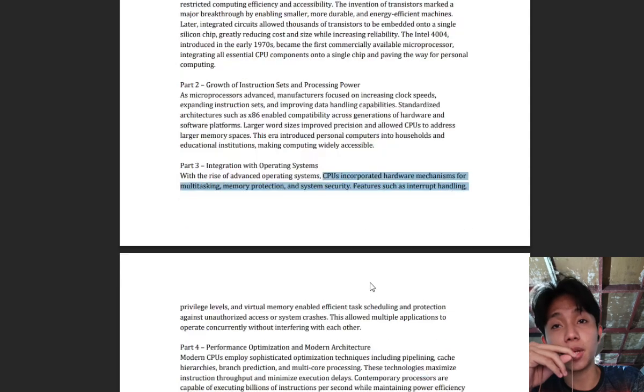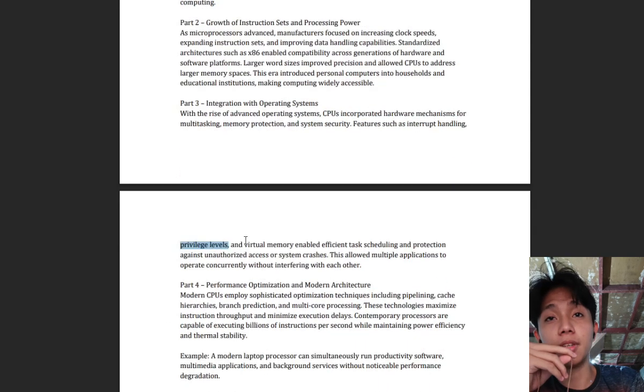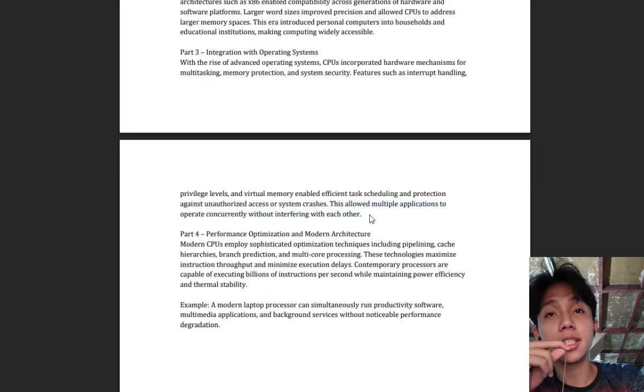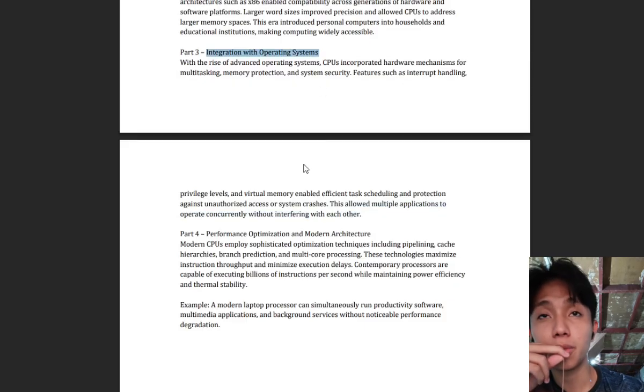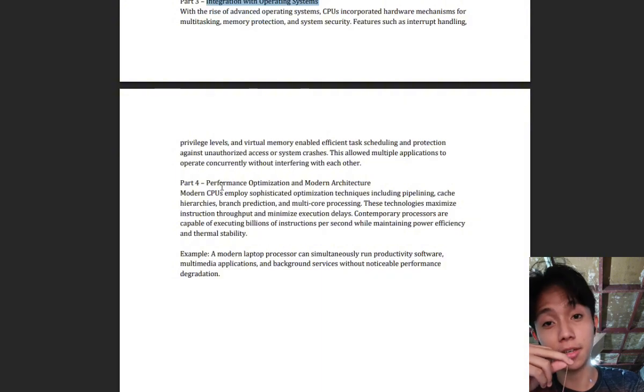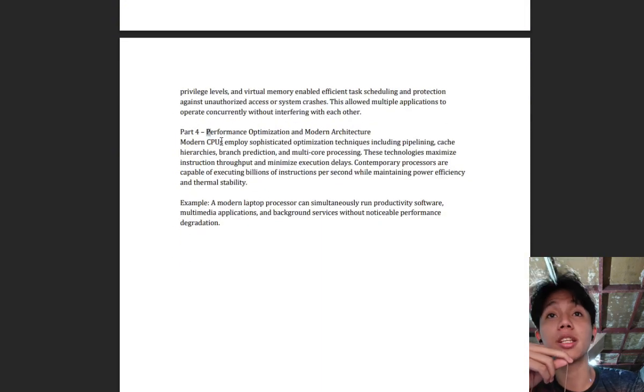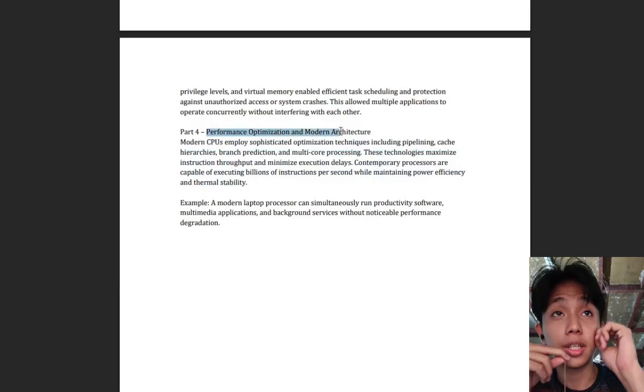Features such as interrupt handling, privilege levels, and virtual memory enabled efficient task scheduling and protection against unauthorized access and system crashes. This allowed multiple applications to operate concurrently without interfering with each other. So this era of the integration with operating systems enabled the computer to, simply put, multitask efficiently, of course.